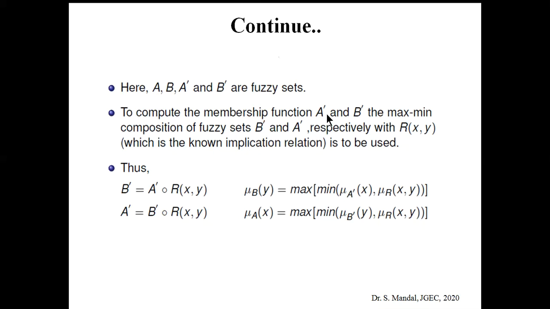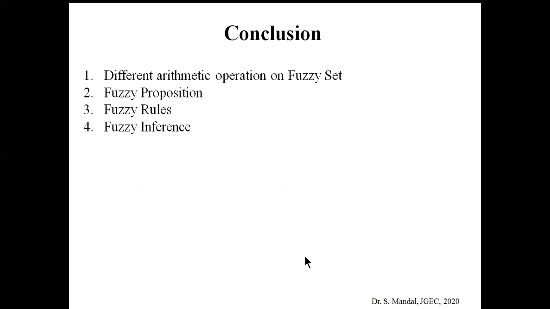To compute the corresponding membership functions of A dash and B dash, the max composition of the fuzzy sets B dash and A dash can be implemented. So B dash can be given by A dash composed with R(x,y), and A dash equals B dash composed with R(x,y). And mu B(y) and mu A(x) can be calculated from this using the formula.